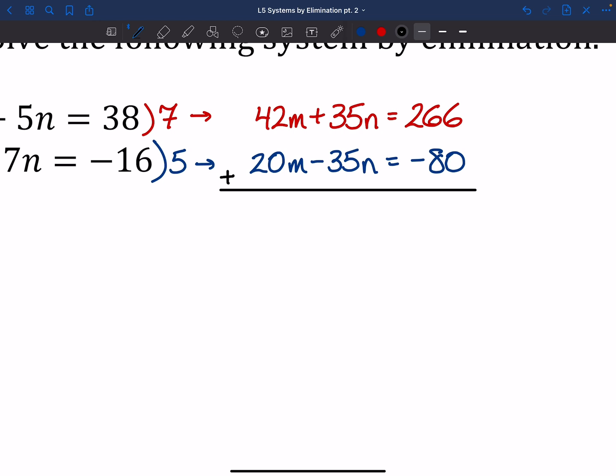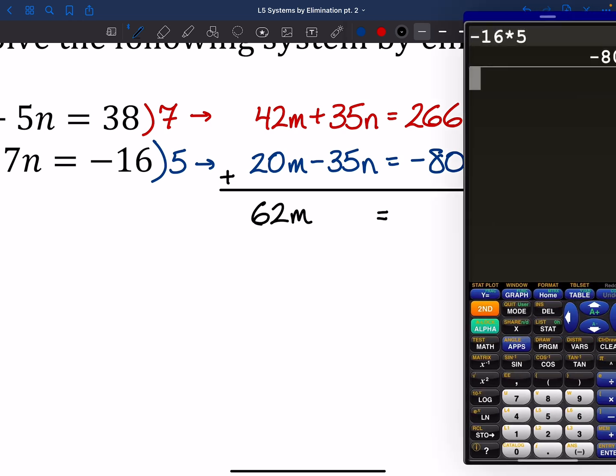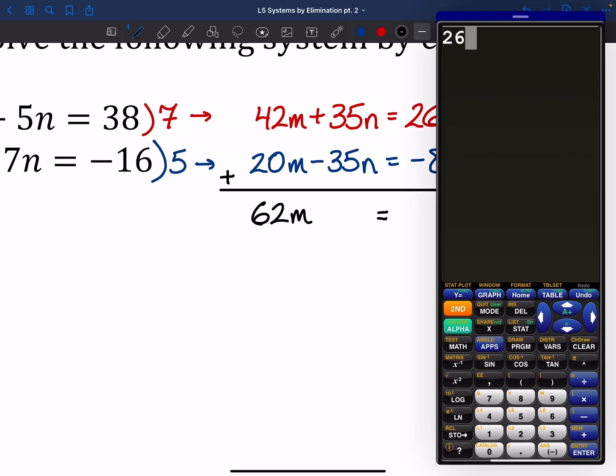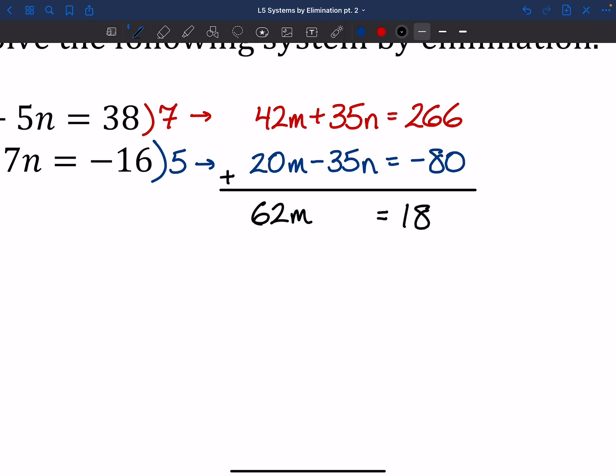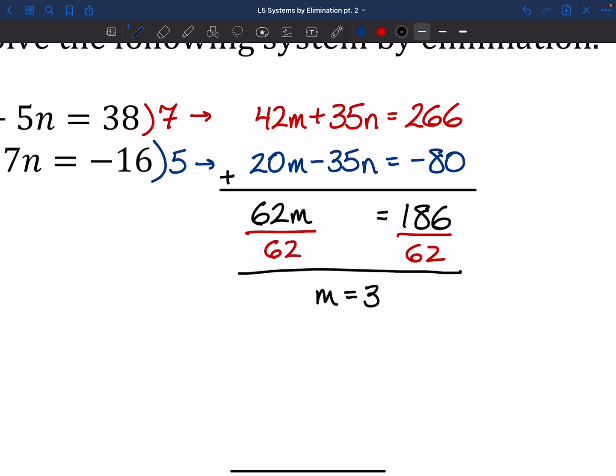Right, so for the m's, 42 plus 20 gives me 62 m's. The n's are gone, right? We canceled those out. And then over on the other side, 266 plus negative 80, right? And if you have a calculator, you can just plug it in right like that. Gives us 186. All right? To get that m by itself, we need to divide both sides by 62. Which again, I would suggest using a calculator for if you're feeling a little unsure. I think that m is going to come out as 3.